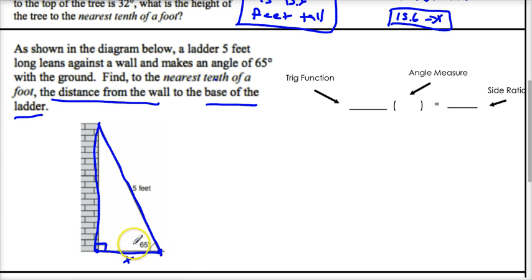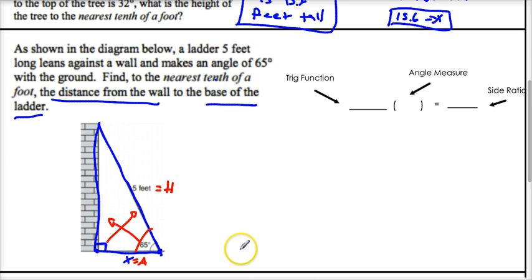So we're going to do what we always do. We're going to label. So here's our angle. Opposite that angle is nothing, so we're not going to label it. And opposite the 90 is 5 feet. So that is our hypotenuse, opposite the 90. Since this is opposite the hypotenuse, x must be our adjacent.